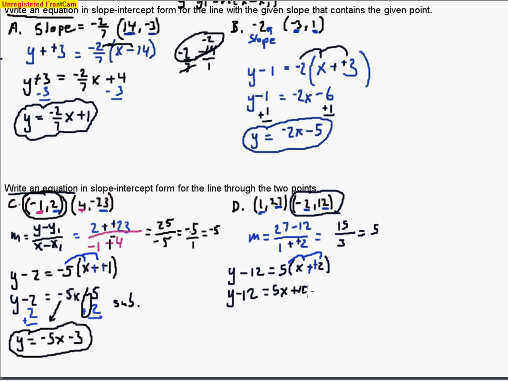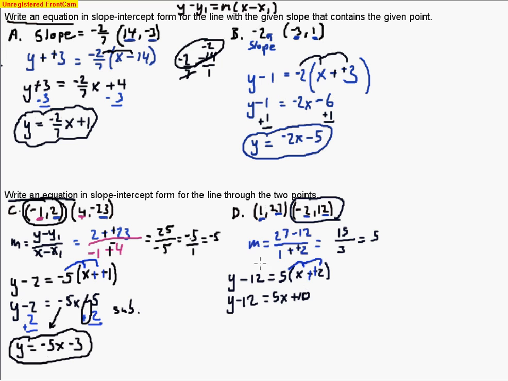So we're ready to solve. The way we're going to solve is just some opposite operations. That's a minus 12, so we're going to add 12 to both sides. Add 12. And when we do that, we've got y equals 5x plus 22. And there it is, our answer.